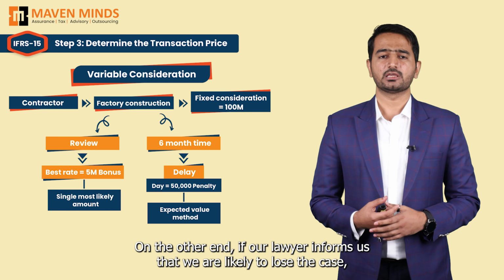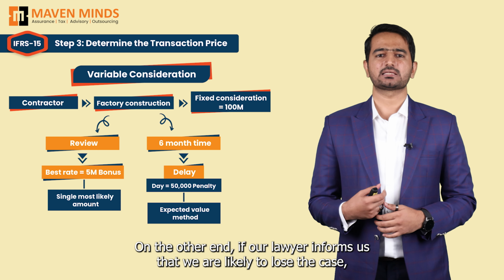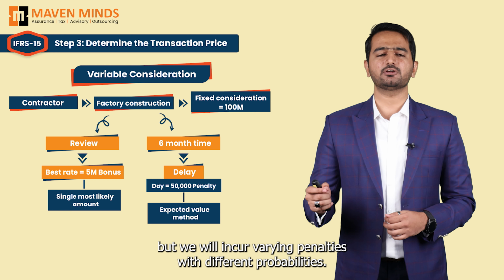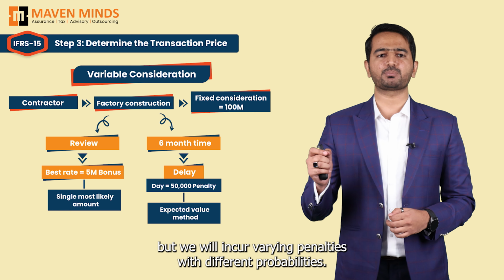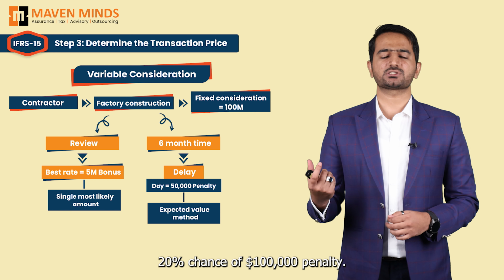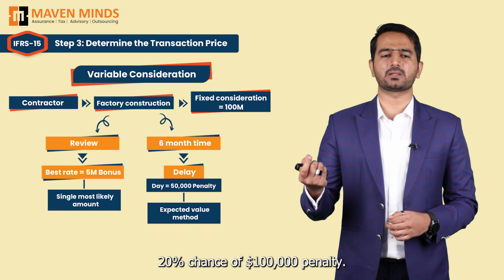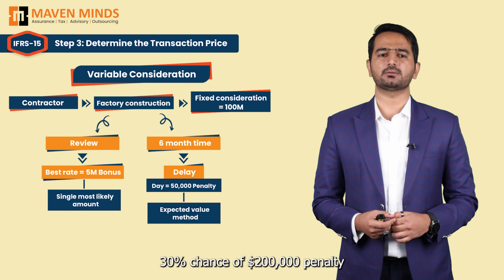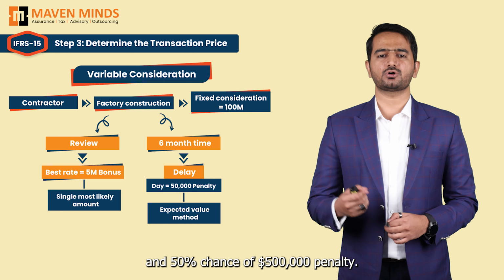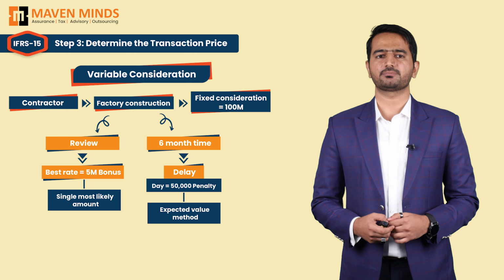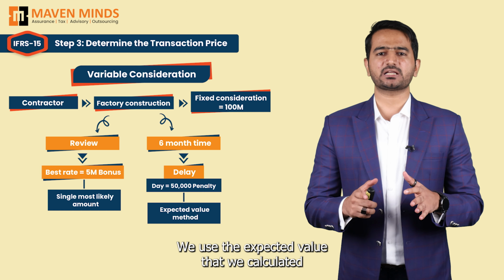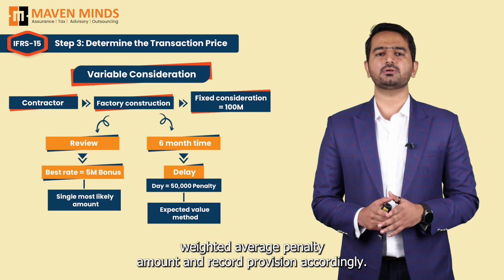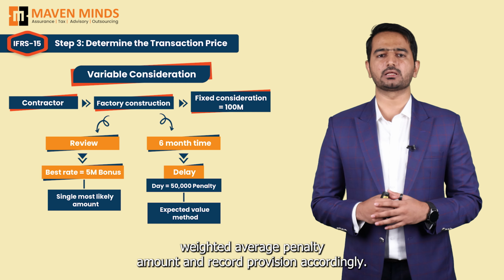On the other hand, if our lawyer informs us that we are likely to lose the case, but we will incur varying penalties with different probabilities, a 20% chance of a $100,000 penalty, a 30% chance of a $200,000 penalty, and a 50% chance of a $500,000 penalty, we use the expected value method. We calculate the weighted average penalty amount and record a provision accordingly.